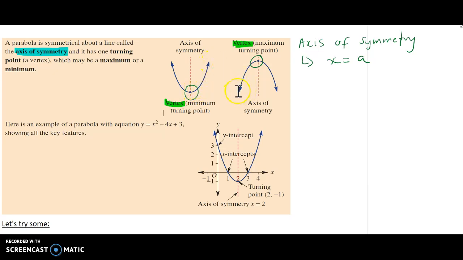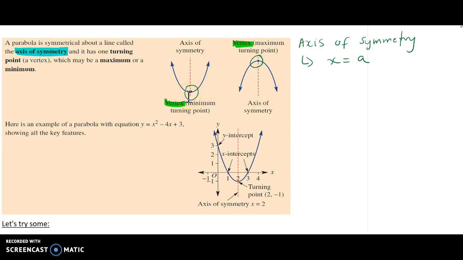Likewise for the negative x squared graph, if you go from left to right, it's increasing, and then from that point onwards it starts to decrease. So the turning point or the vertex is basically the place where the curve starts to change its direction. For a positive x squared graph, for a positive parabolic graph, the turning point is at a minimum.